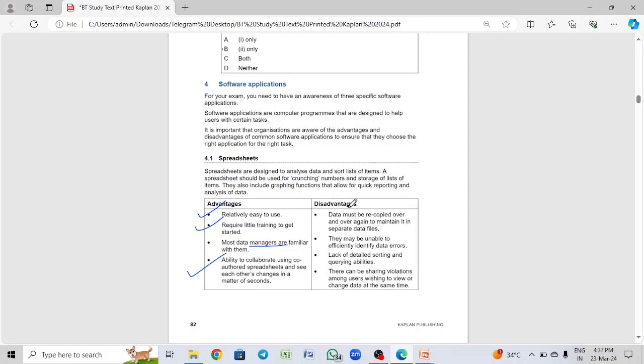Disadvantages: data must be recopied over and over again to maintain separate data and files. They may be unable to efficiently identify data errors. Even if we have a single spelling mistake, Excel has a drawback of not correcting it, like we have in Microsoft Word. There is also a lack of detailed sorting and querying ability. There can be sharing violations amongst users wishing to view or change the data at the same time.